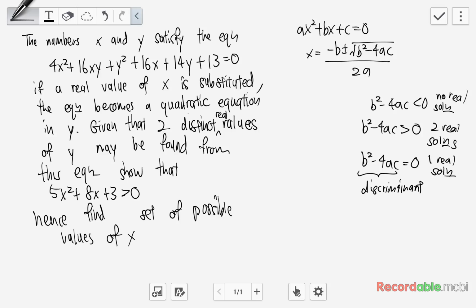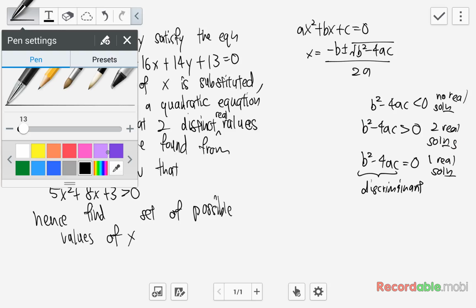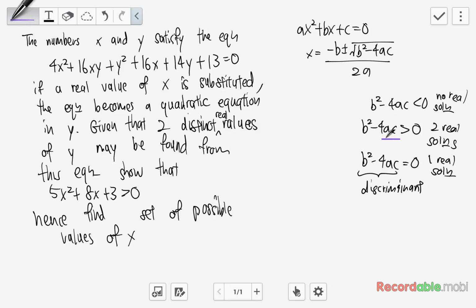Now they say, given in the question, that two distinct real values of y may be found from the equation. Which case is this? Two distinct real solutions means our b squared minus 4ac must be greater than 0, because there are two solutions. So this is the case that we want.